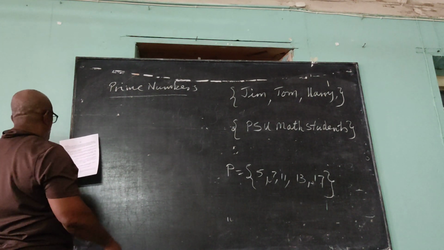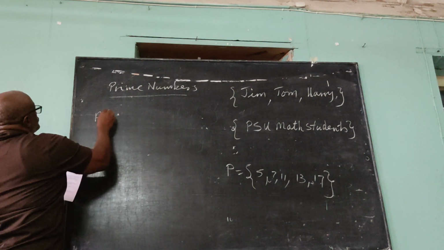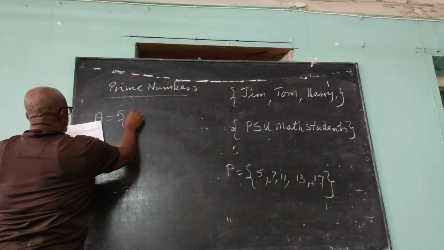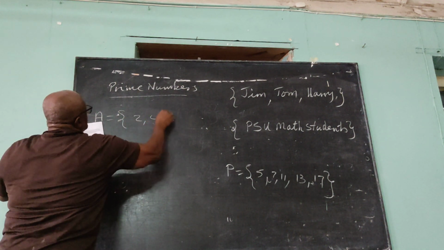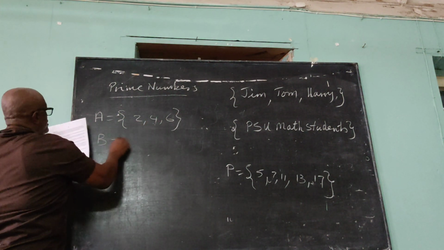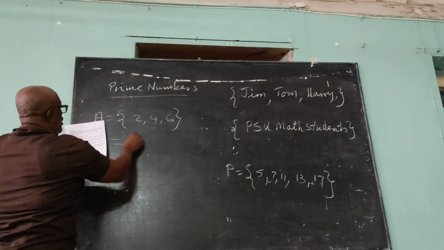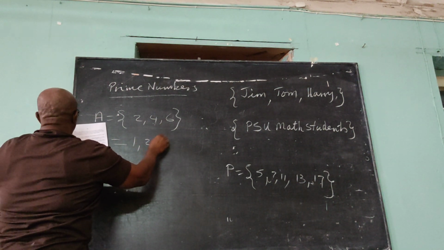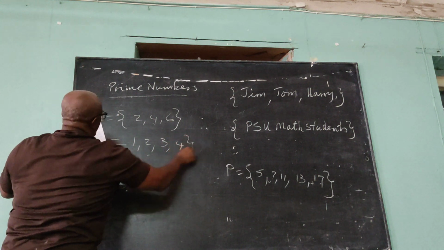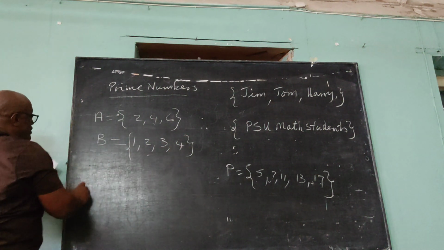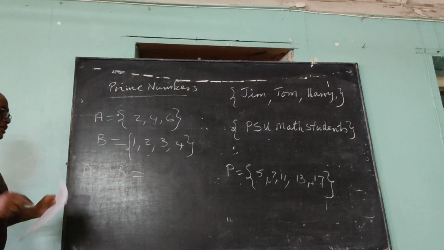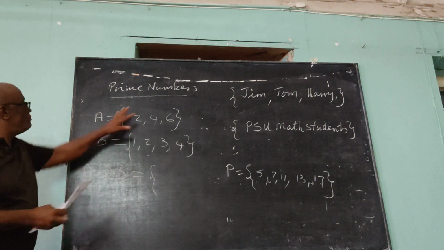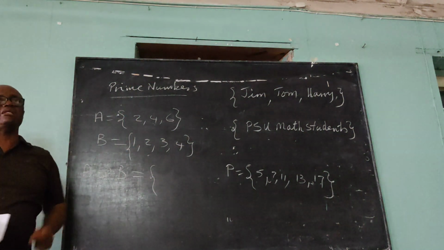Union. You have set A is the set 2, 4, 6, and set B is the set 1, 2, 3, 4. And then we say A union B. There is a union of A and B. That means you are taking both of them and making one big set.